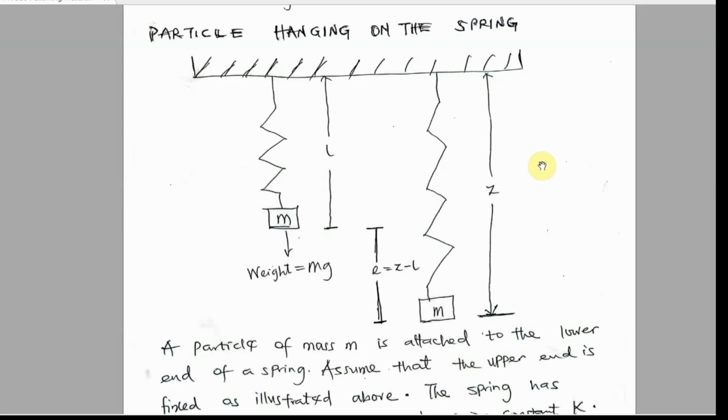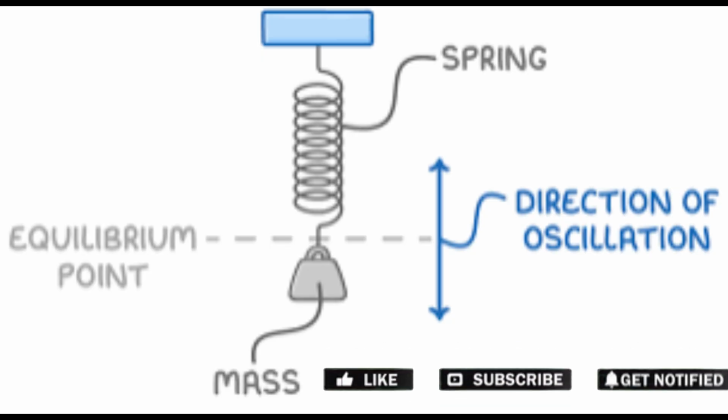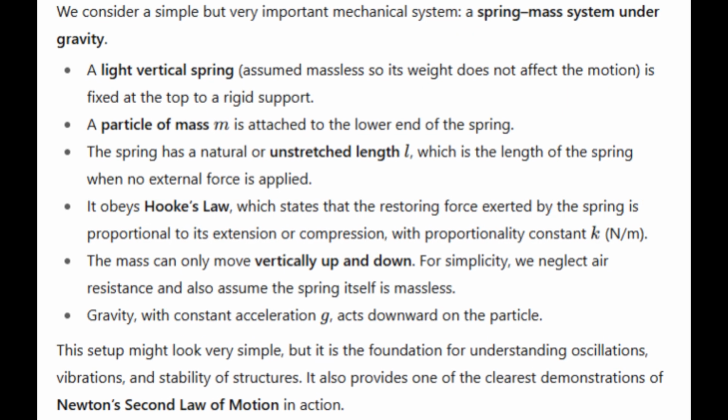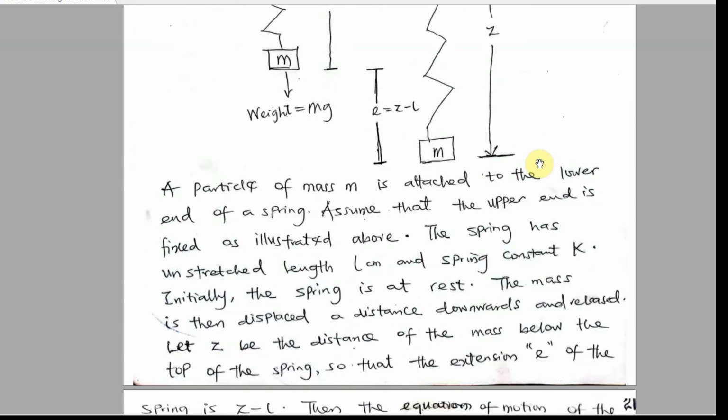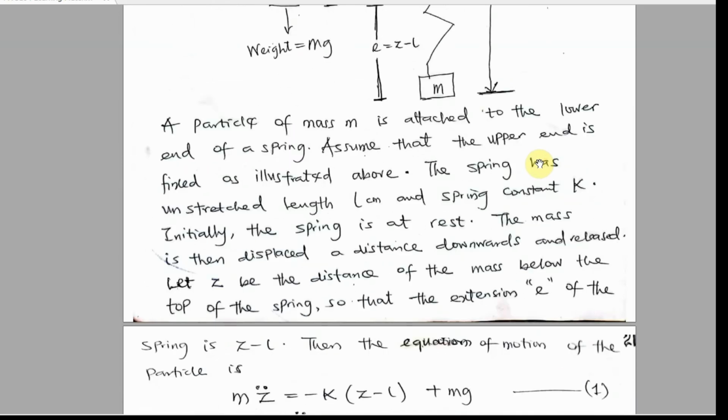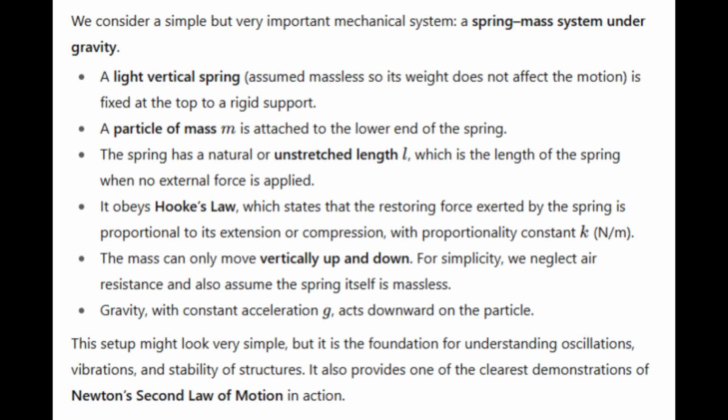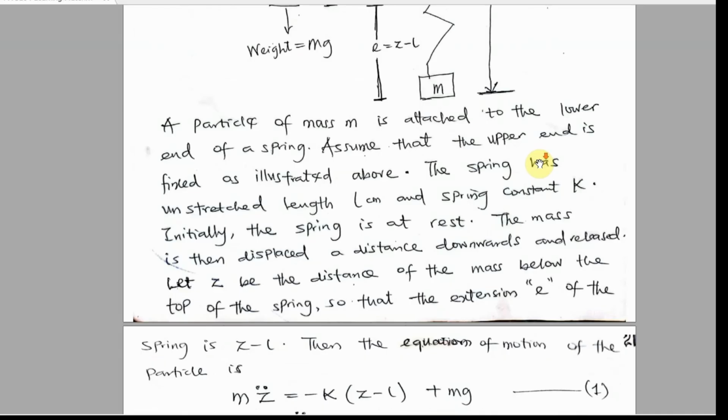We consider a simple but very important mechanical system, a spring mass system under gravity. A light vertical spring, assumed massless so its weight does not affect the motion, is fixed at the top to a rigid support. A particle of mass, m, is attached to the lower end of the spring.